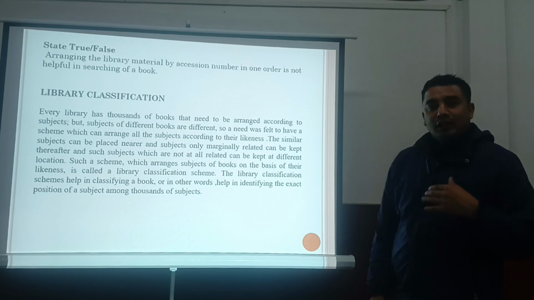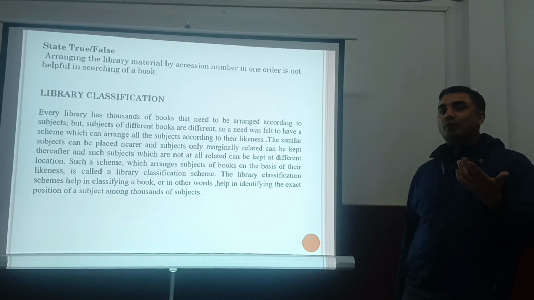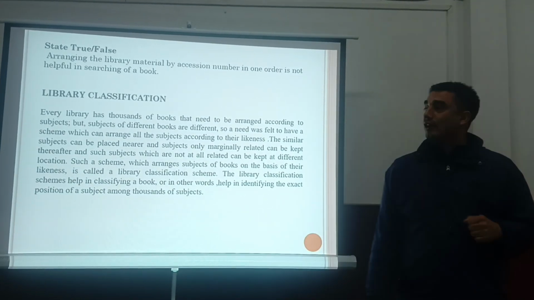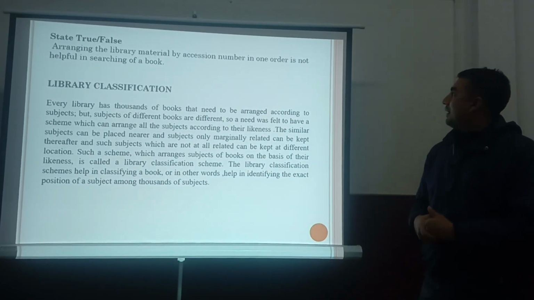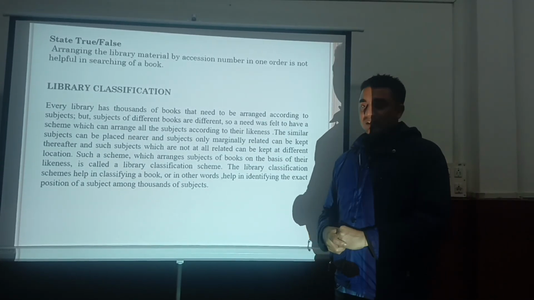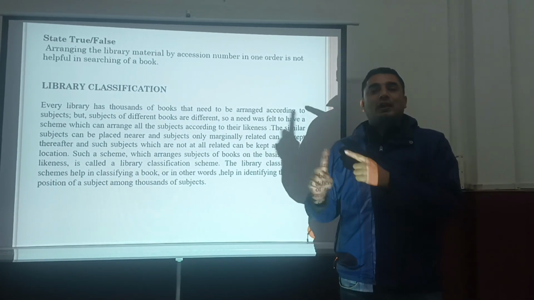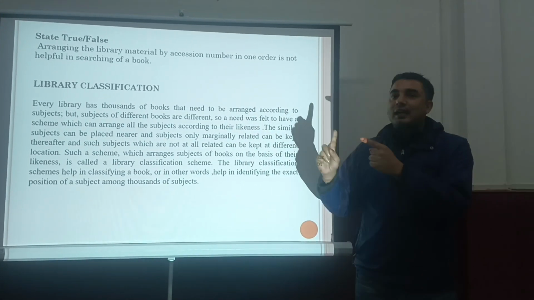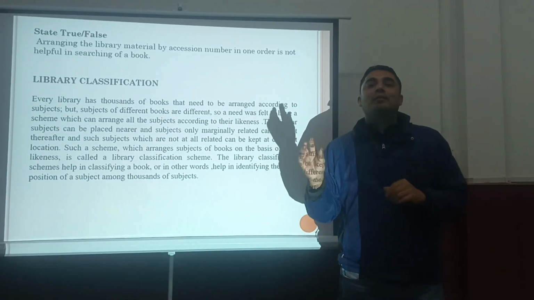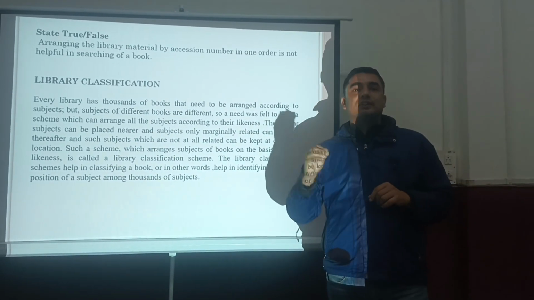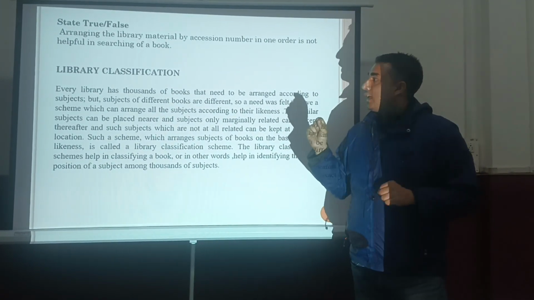Okay, so let me ask you, within this interval, based on what I have said, you have to say true or false. Suppose arranging the library material by accession number in one order is not helpful in searching for a book. Is it correct? Of course. So if we arrange the books by accession number, it will not be helpful. Though it is some kind of arrangement, it will not be very helpful as per the demand of the subject or maybe the user. So that's why we need library classification.